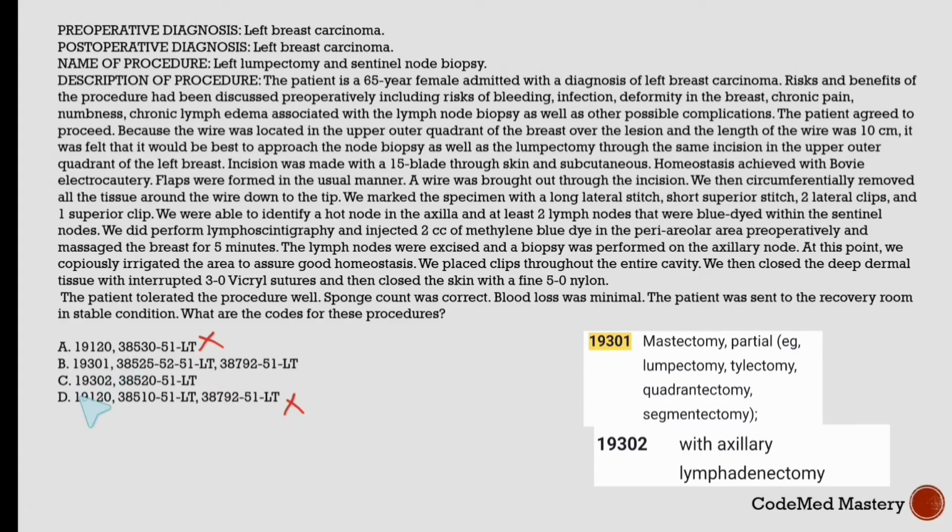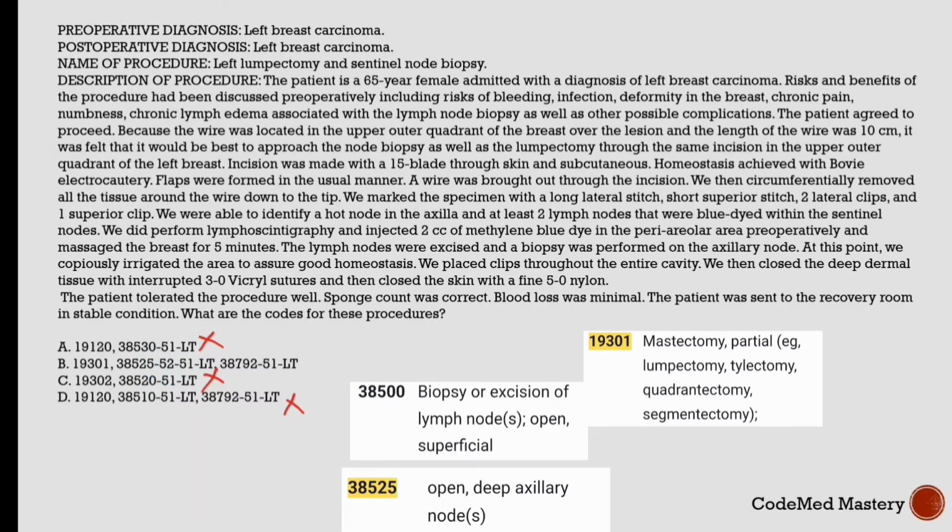Now we are left with option B and option C. 19302 is for mastectomy, partial, example lumpectomy with axillary lymphadenectomy. But in the procedure they have performed left lumpectomy and sentinel node biopsy. So we'll eliminate option C, which is for axillary lymphadenectomy. Now we are left with option B, which is the right answer. Let us check it out. 19301 is for mastectomy, partial, lumpectomy, which is matching with the procedure, and we have 38525. 38525 is for biopsy or excision of lymph nodes, open deep axillary nodes.